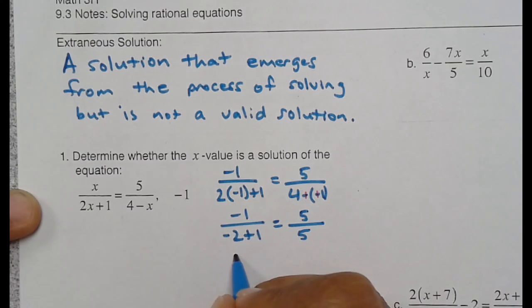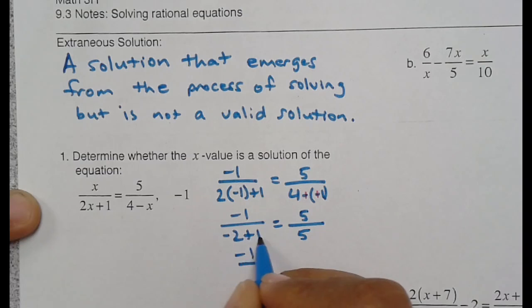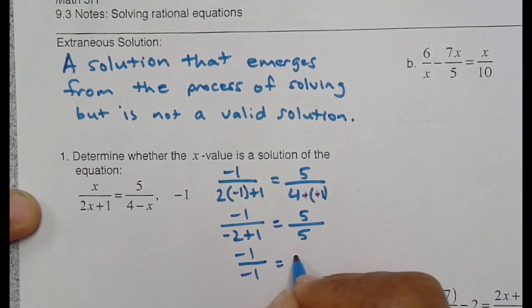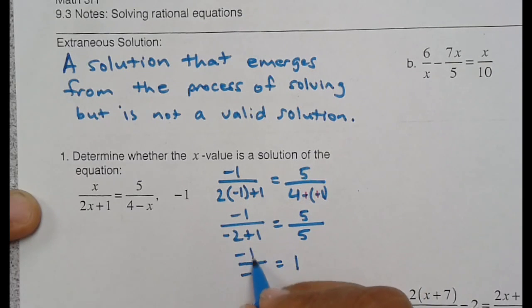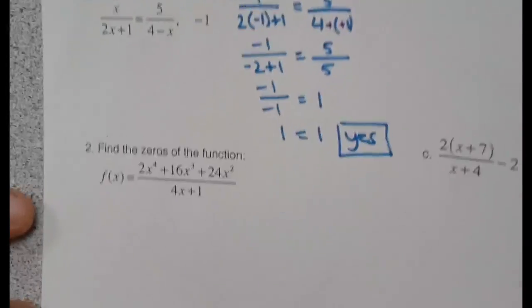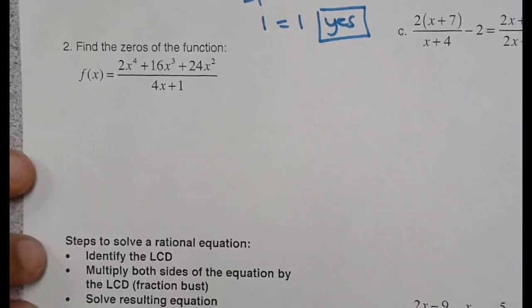Let's simplify this a little more. -1 divided by -2 plus 1, that's -1. This is 1. And yes, -1 divided by -1 is 1. And since 1 equals 1, yes, it is a solution. So let's always check. All right, let's go ahead and go down to the next part to find the zeros.